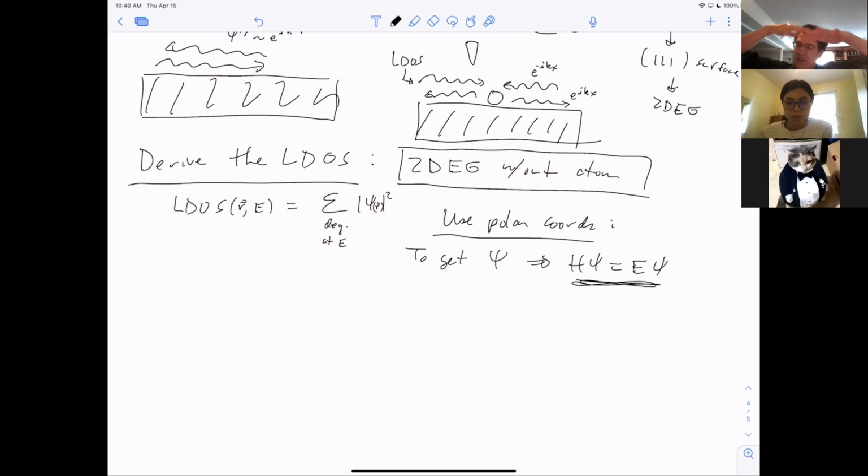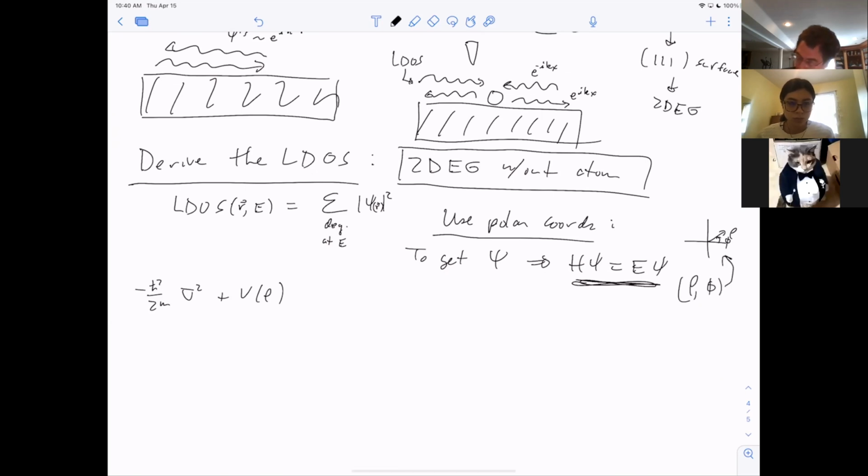And so for that Schrodinger equation we've got to pick a coordinate system, and it turns out it's easiest to do it in polar coordinates, cylindrical coordinates. So let's do polar coordinates, and let's write down the Schrodinger equation. The Schrodinger equation is negative h bar squared over 2m del squared plus V of rho, and we have rho and phi in polar coordinates. This is the Schrodinger equation in 2 dimensions: H psi of rho and phi is equal to E times psi of rho and phi.